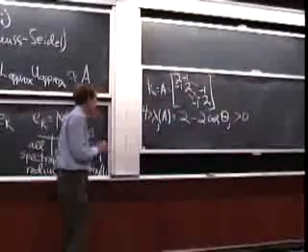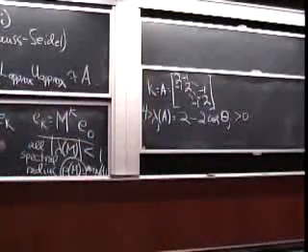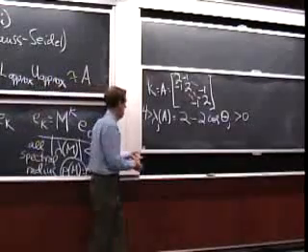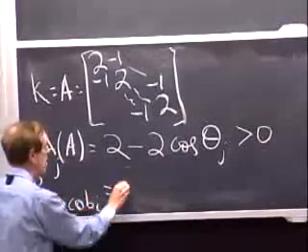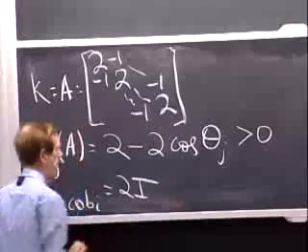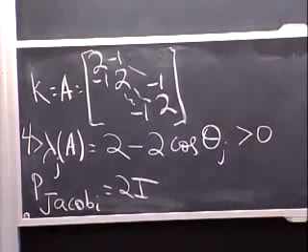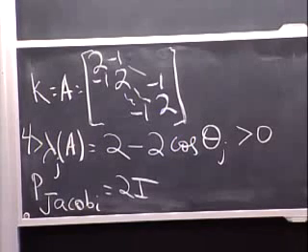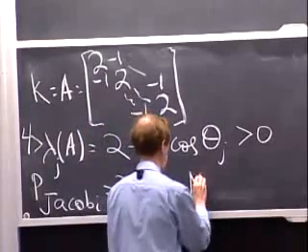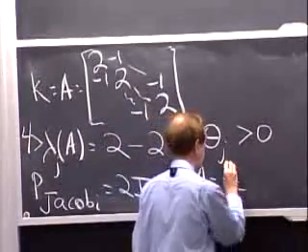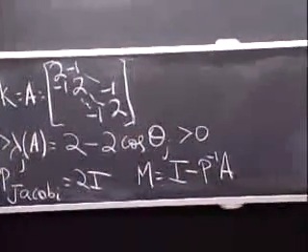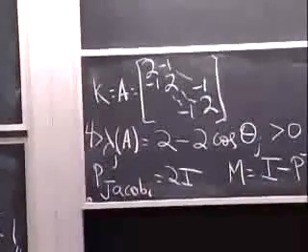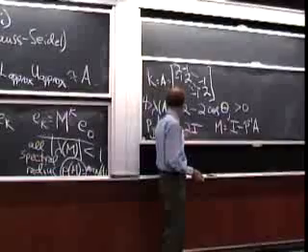Okay, now what about M? Well, what about P first? What's P? For Jacobi, P is the diagonal part, which is exactly 2I. So that's a very simple diagonal part. Very simple P. But it produces a matrix M. You remember M is the identity matrix minus P inverse A. That's beautiful. So P is just 2I.